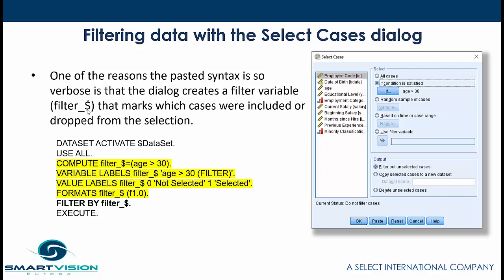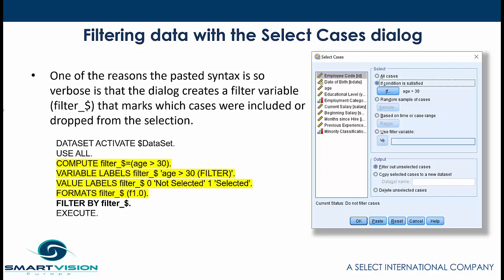But that variable effectively marks which cases were included in the statement and which cases were not included. So which ones were included for the selection, which ones were dropped. If you're included, that means you're aged over 30. And if you're not included, that means you're either missing or you're aged 30 or younger.